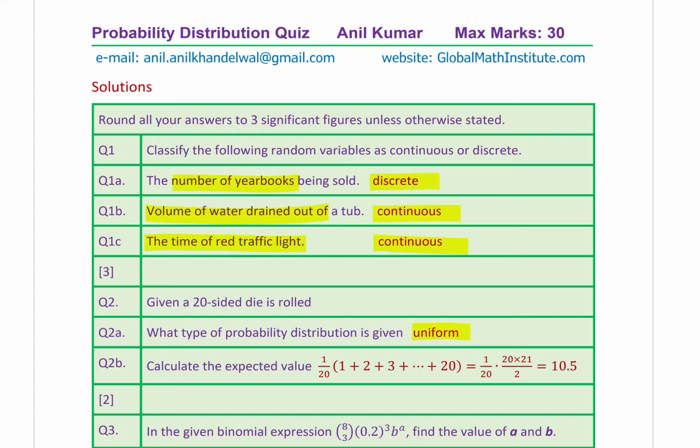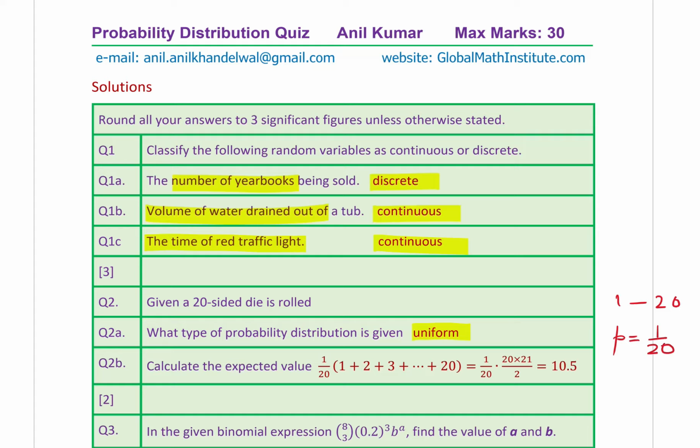Now, part B is calculate the expected value. Expected value is n times p, as you know. The probability for getting any one of these numbers, which are from 1 to 20, is 1 out of 20 for each number. And therefore, the expected value will be 1 out of 20 times the number itself.